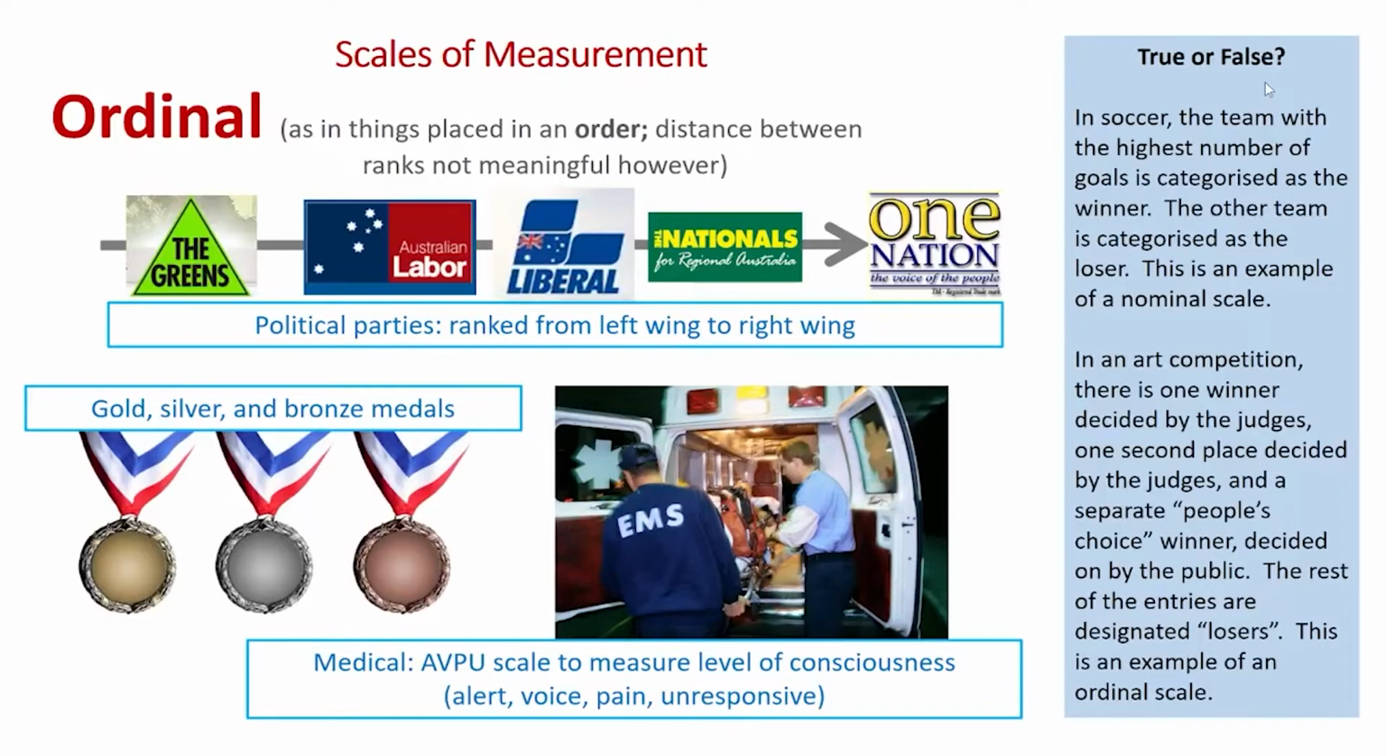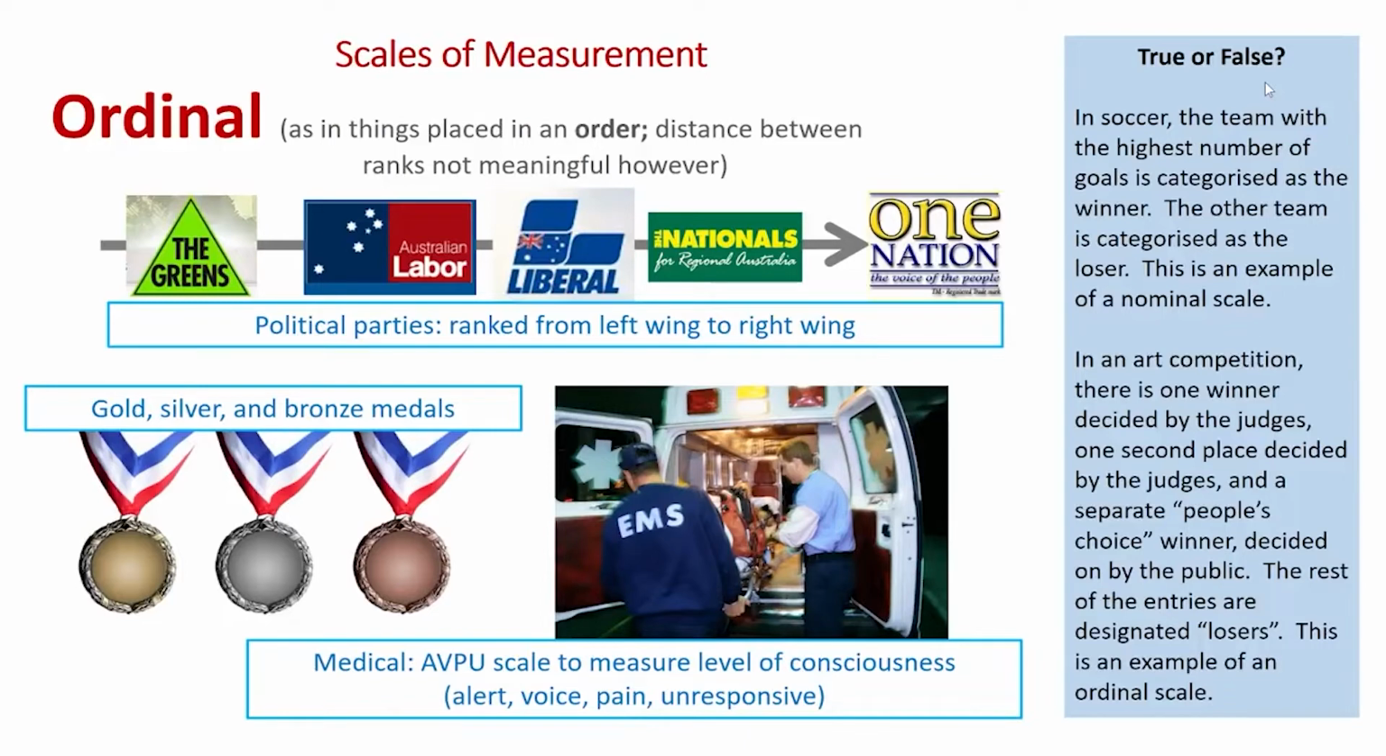Next question. In an art competition, there is one winner decided by the judges, a second place decided by the judges, and a separate People's Choice winner decided on by the public. The rest of the entries are designated losers. This is an example of an ordinal scale. On the face of it, it might look like an ordinal scale, but there's an important exception, which is that we've got this separate People's Choice category, and there's no information about how that People's Choice category ranks relative to the other categories, the winners and the losers decided by the judges.